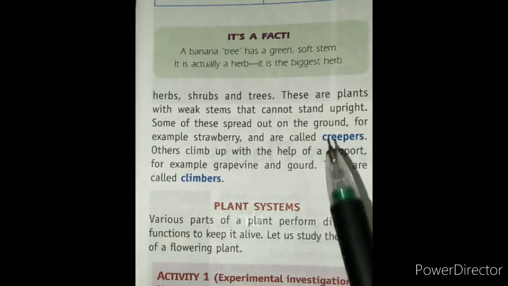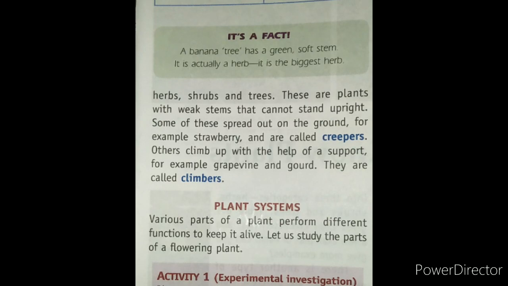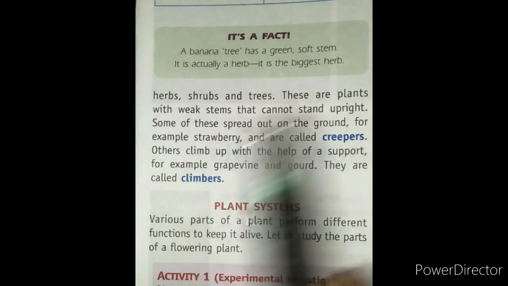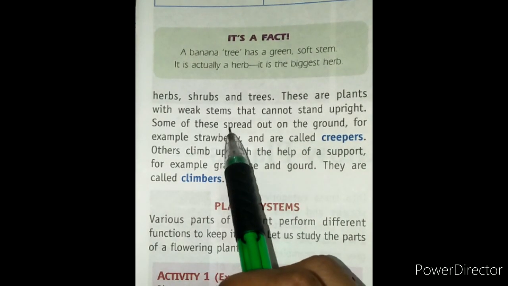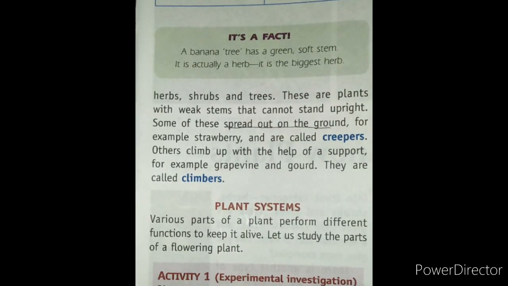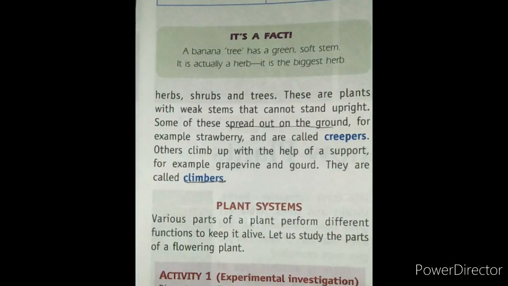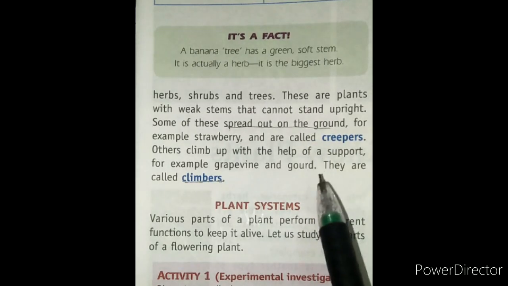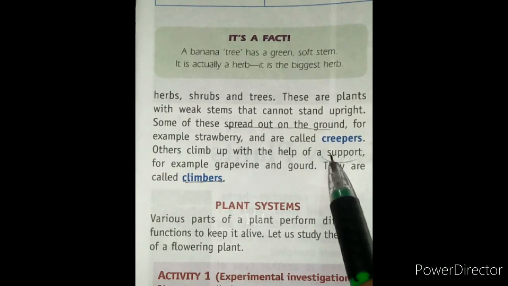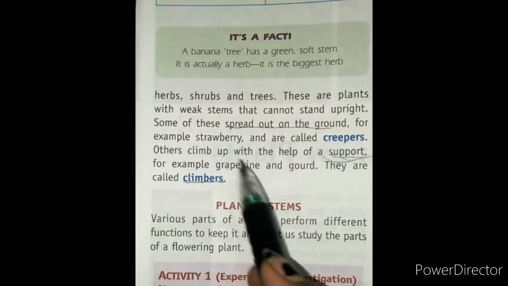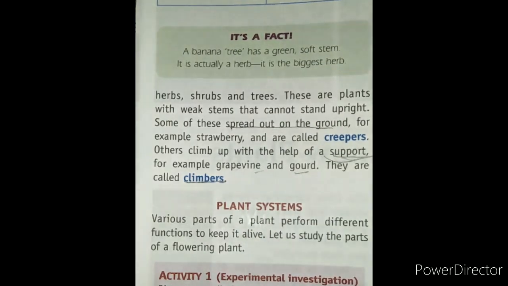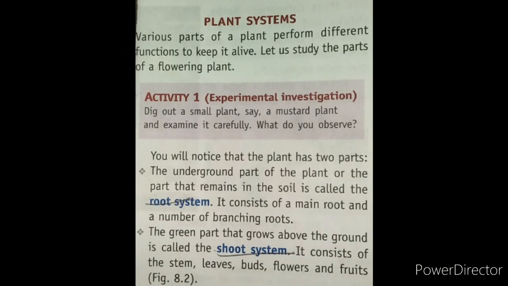Okay, so the next one we have is creepers and climbers. Students, creepers are the plants that just spread out on the ground. Clear? You can take an example of watermelon, right? Strawberry also. And next we have climbers. Climbers are the plants that need support to grow, like they take support of others, like grapevine and gourd. Clear?